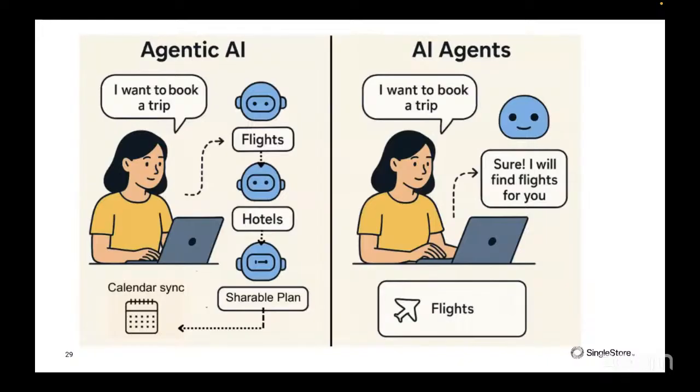In the AI agents, you can see if you ask an AI agent, there is one AI agent that does everything. I want to book a trip. It'll say, sure, I will find the flights for you, and it'll just do the flights thing. That's it. It doesn't go beyond that.